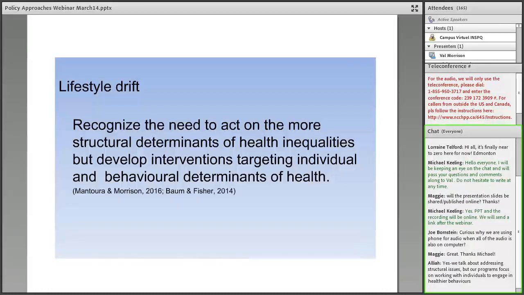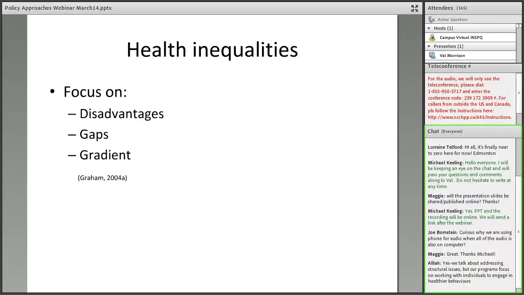So we wanted to take a step back and try to tease out what this means in terms of reducing health inequalities. And that also meant teasing out how health inequalities are understood and how this ends up meaning policy and program interventions are focused. In 2004, Hilary Graham wrote of how we tend to conceive of and act upon health inequalities in three different ways. One in terms of disadvantage, in terms of gaps, or in terms of the entire health gradient.